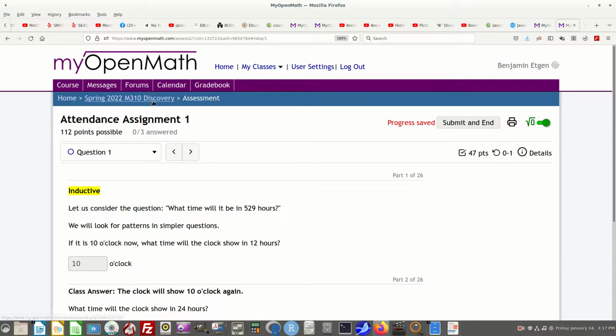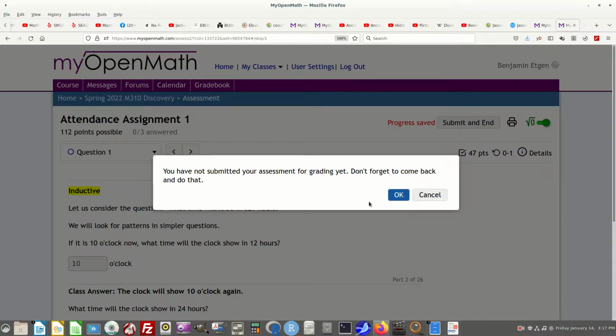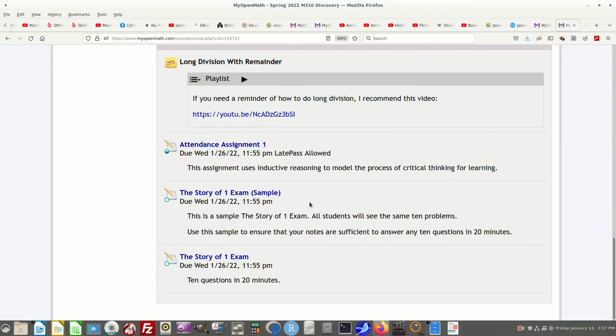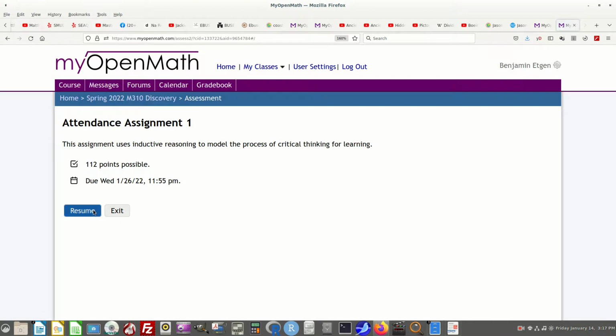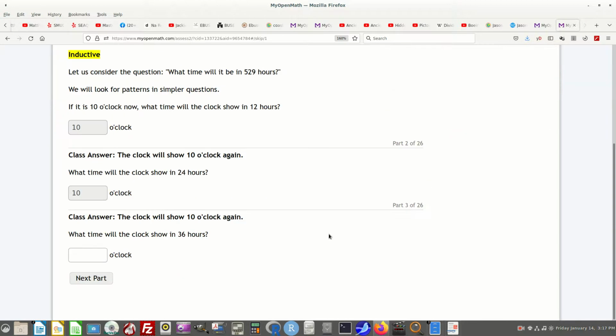Now what that basically means is I can back out. It says don't forget to come back. You haven't done everything yet. But it means that when I do go back, I can resume, and it takes me to where I was. So in other words, those answers are kept, and it takes me to a new part. There's 26 parts to this question. It's a long question. That's similar to the questions that I would ask in class. And to make it fair to a student on their own, I'm giving the answer that I would expect from the class as the beginning of each new part.